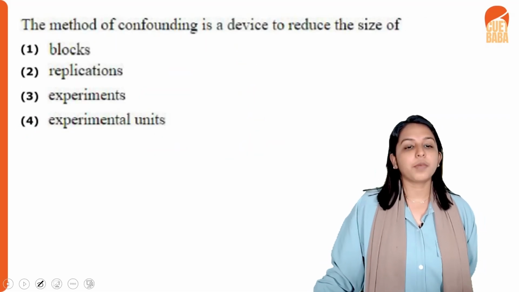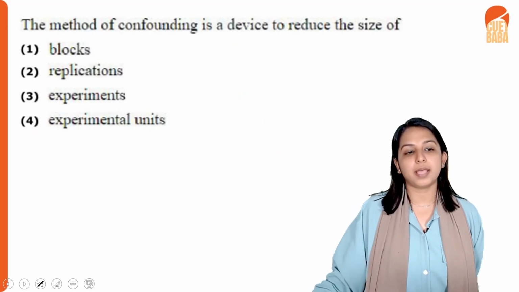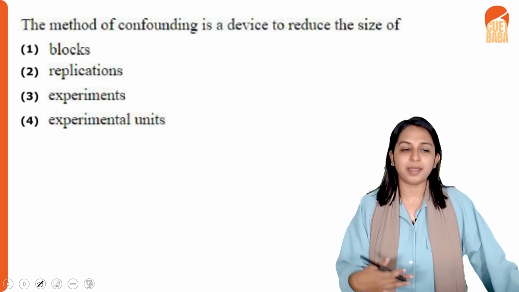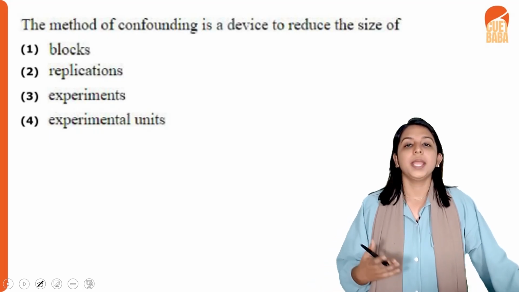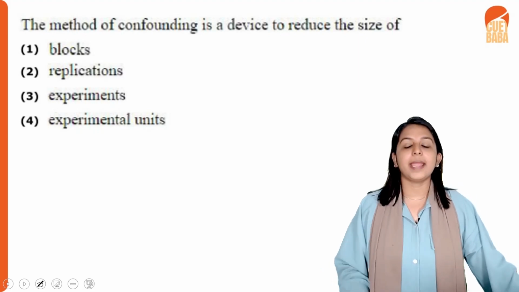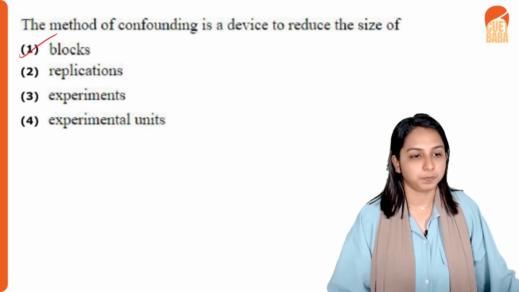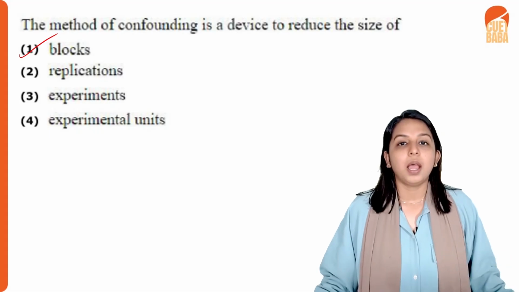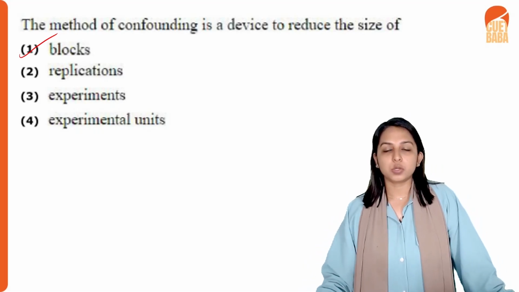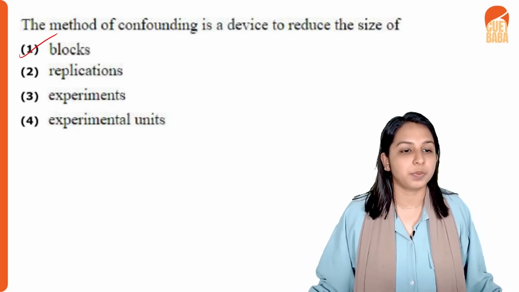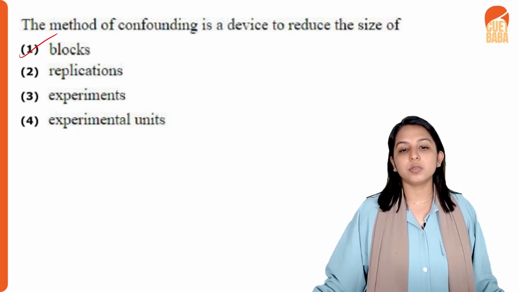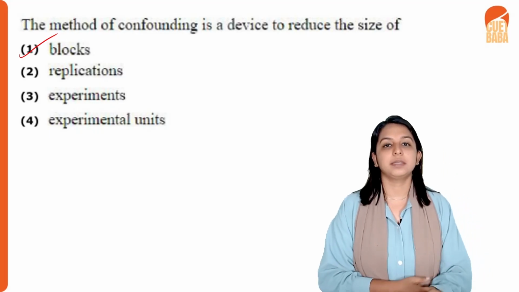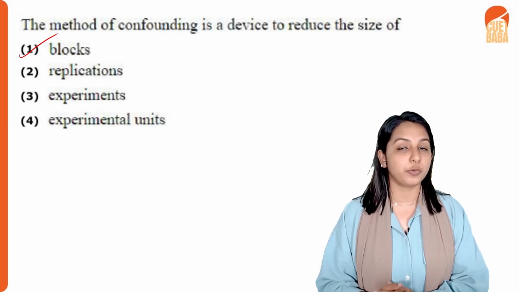Now, the method of confounding is a device used to reduce the size of which among the following options. Directly we can see that experiment and experimental units are not going to be affected by the method of confounding. So the correct answer will be option 1, blocks. We have already discussed the method of confounding, factorial experiments, etc., everything under the unit on design of experiments. So this question is from design of experiments, that is, the method of confounding, and it is going to reduce the size of blocks. This much is about the questions related to statistics under the CUET 2022 question paper.